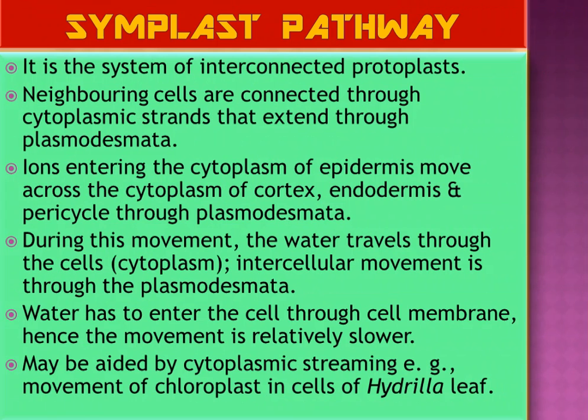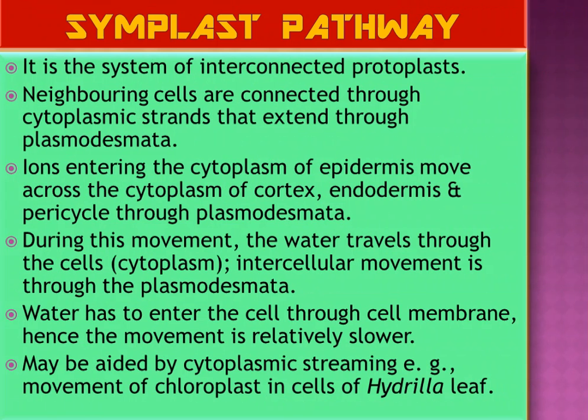SYMPLAST pathway. It is a system of interconnected protoplasts. Neighboring cells are connected through cytoplasmic strands that extend through plasmodesmata. Ions entering the cytoplasm of epidermis move across cytoplasm of cortex, endodermis, and pericycle through plasmodesmata. During this movement, water travels through cytoplasm of cells.